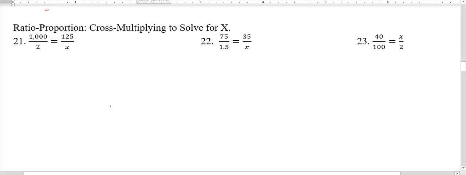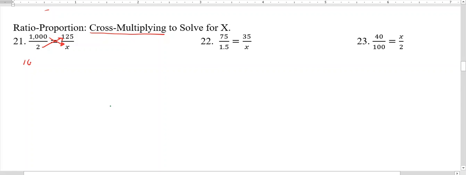And I'm back. This time we're going to look at ratio proportion. We're going to solve ratio proportion problems. And you solve ratio proportion problems by cross multiplying. So that means that I'm going to take the top left, multiply it by the bottom right, set it equal to the bottom left times the top right.